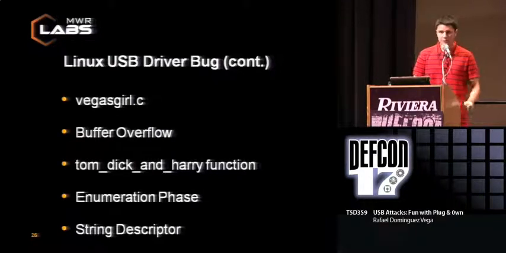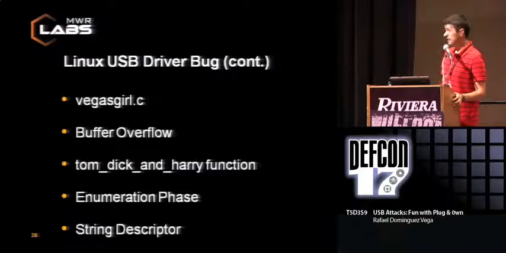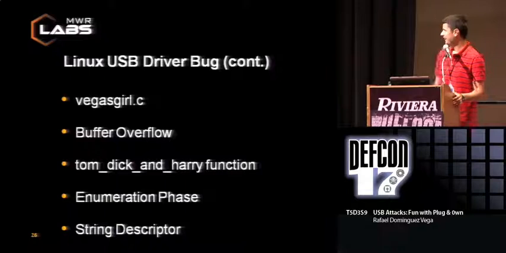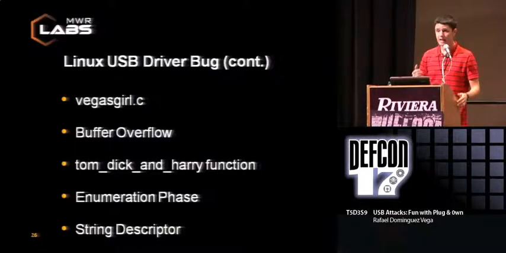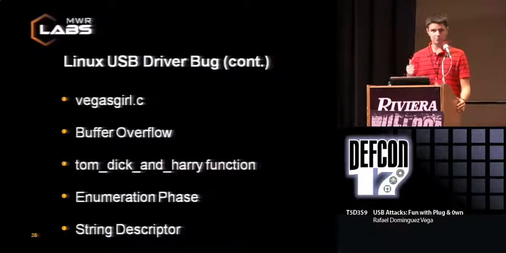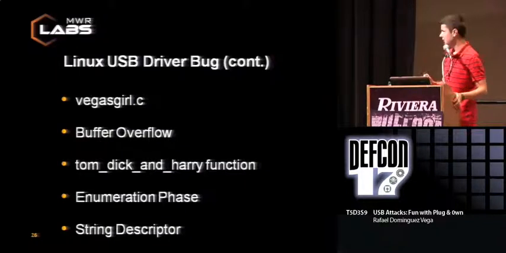So the vulnerable device, as I did this in Vegas, is Vegas Girl. I don't know why. And it's a buffer overflow vulnerability that is happening in the Tom, Dick, and Harry function. I know why that is the name. I'm not going to say.